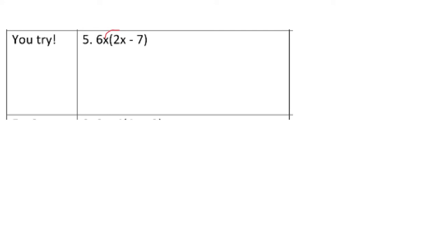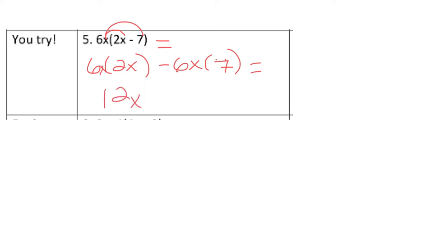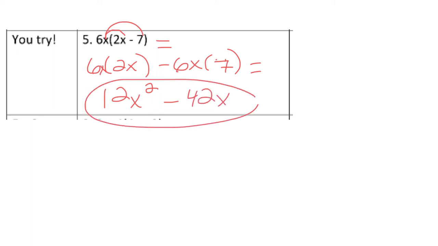Okay, so we're going to take 6x times 2x and 6x times negative 7. So we get 6x times 2x minus 6x times 7, which simplifies to 12x squared minus 42x. And again, x times x is x squared, and then minus 42x. Okay, on to the last example.